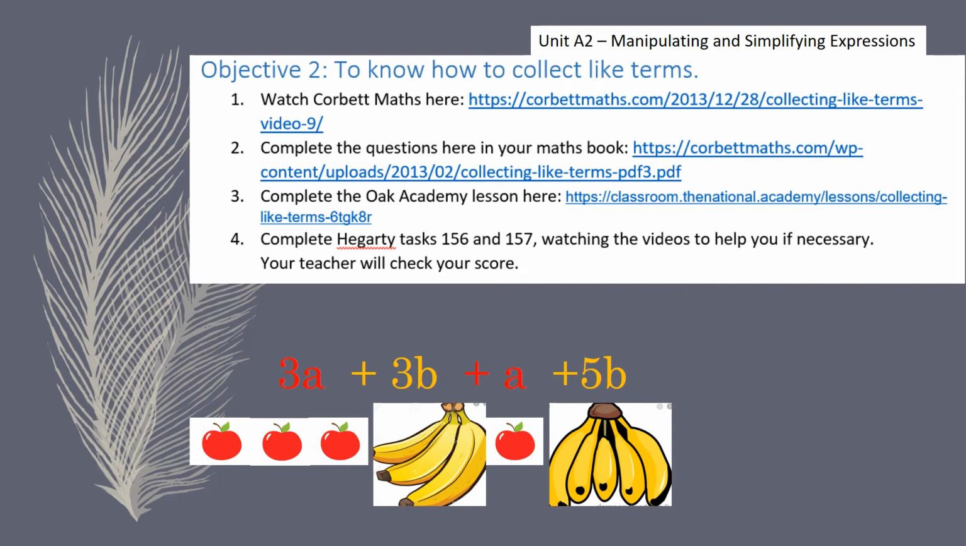To give you an example, if I've got 3a plus 3b and then plus a plus 5b, you can think of that as having 3 apples plus 3 bananas plus 1 apple plus 5 bananas. You can answer this question by saying how many apples we've got altogether. It's 1, 2, 3 and 4, so it's 4 apples, and then 3b plus 5b, that's going to be 8 bananas. And obviously you have a plus in between, and that is your answer. So we've collected the apples together and the bananas together because they are the like terms.